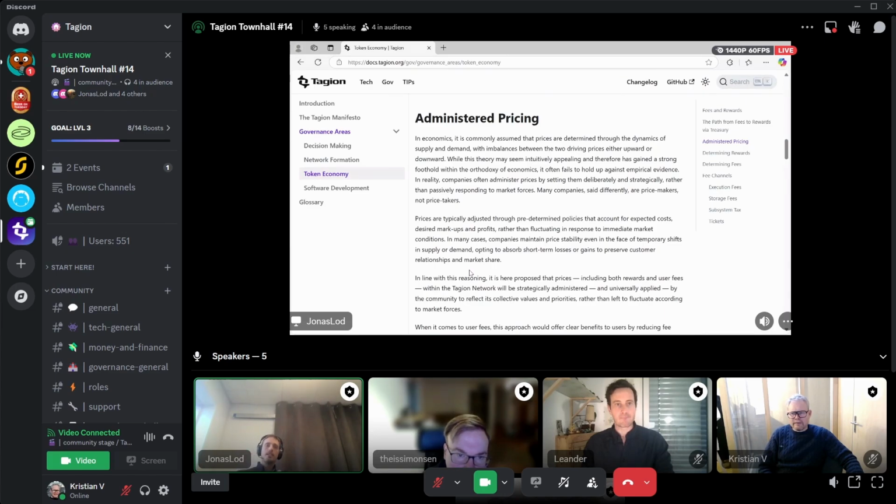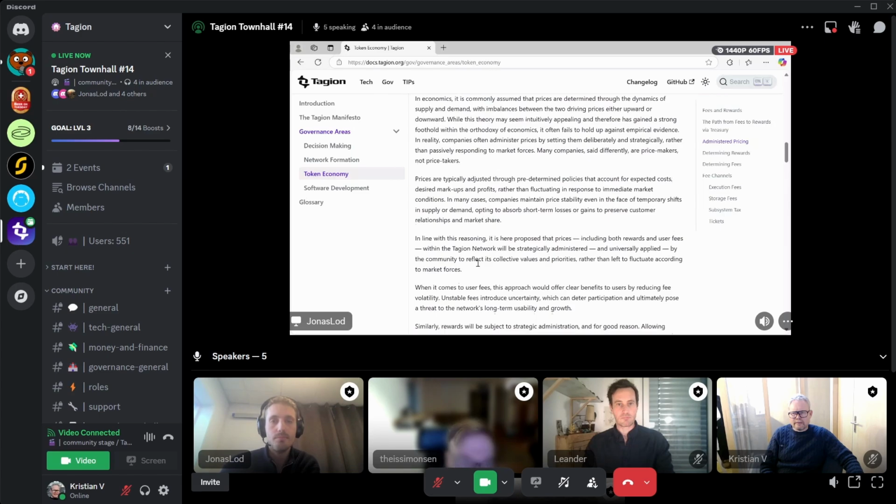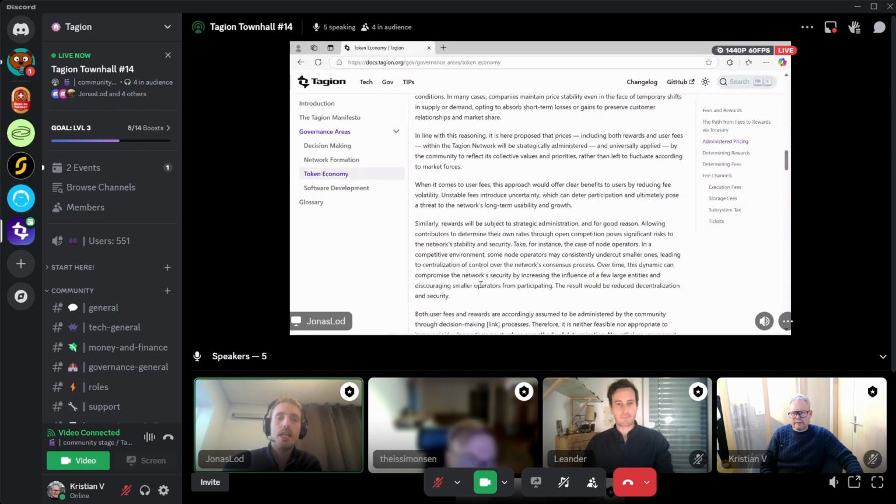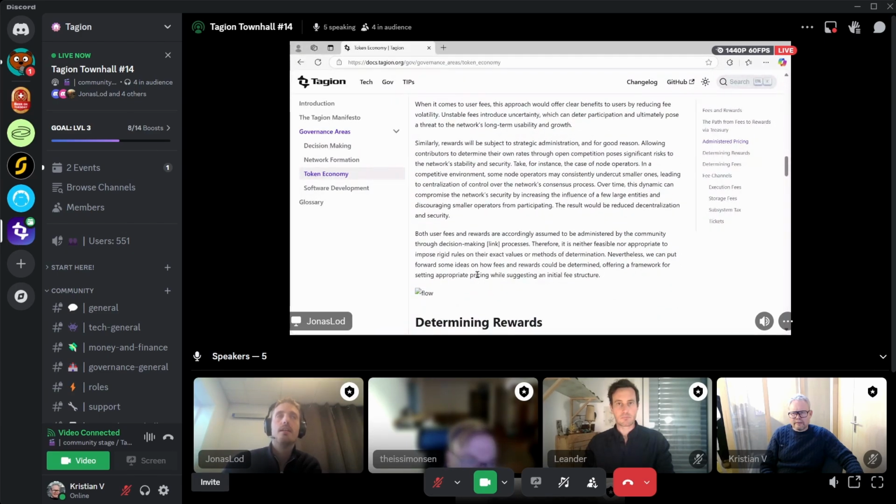So we sort of took this concept and said, okay, this is how companies work. Let's do the same thing here. What we did is say that the prices within the Tagion system should be administered. They should be set by the community. It should not be set by supply and demand dynamics. It should be governed by the people who comprise this network. So in the future, it will be the community who continuously sets the price for using the system.